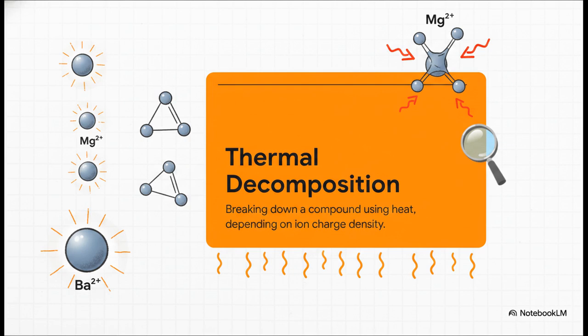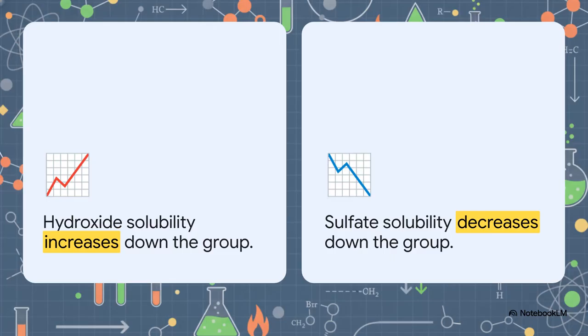But those larger ions, like barium, they have a lower charge density. They simply cannot polarize the carbonate anion nearly as effectively, meaning you're going to need extreme heat to break them down. This beautifully illustrates the opposing solubility trends you absolutely must memorize. Seriously, these two families of compounds go in completely opposite directions. Hydroxides become vastly more soluble as you go down the group, meaning magnesium hydroxide is almost completely insoluble, while barium hydroxide dissolves beautifully.